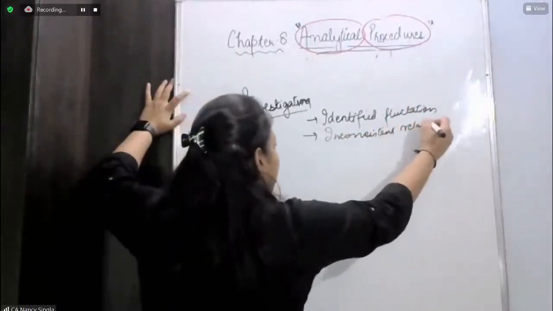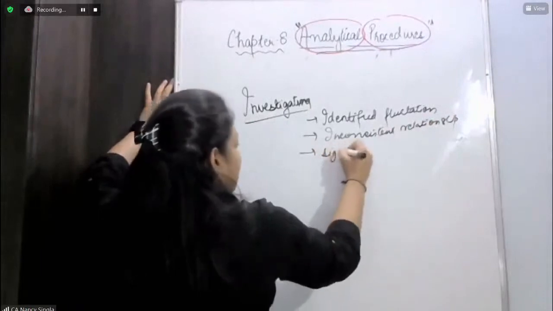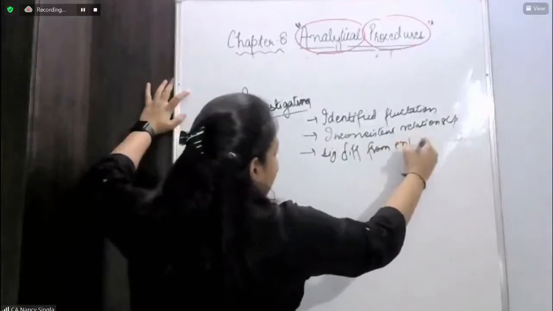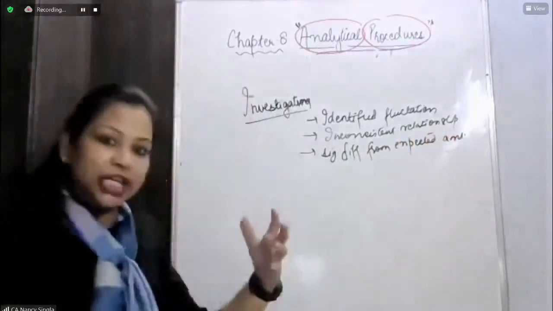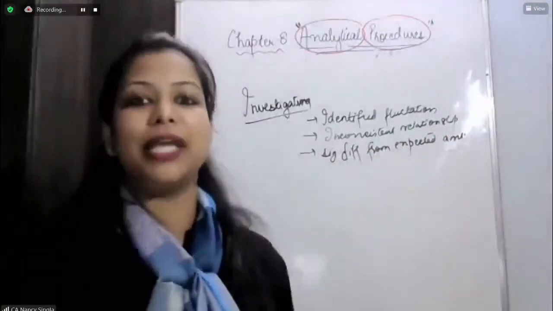And what was the last one? This we have done now. If there is a significant difference from the expected amount. Expectation can be the auditor's expectation, or it can be the budgets or forecast given by the management.